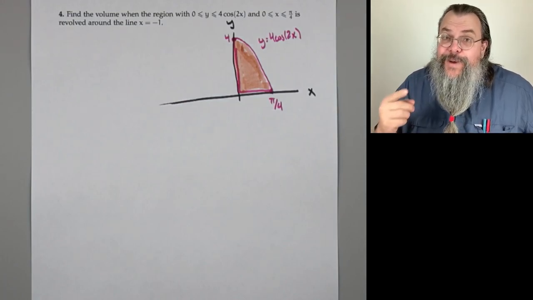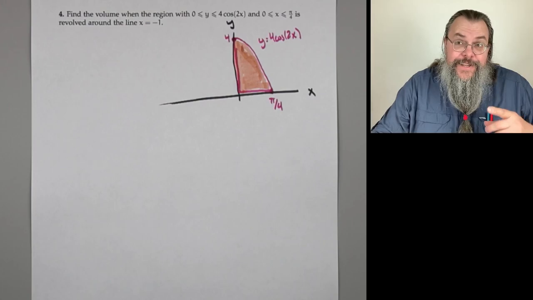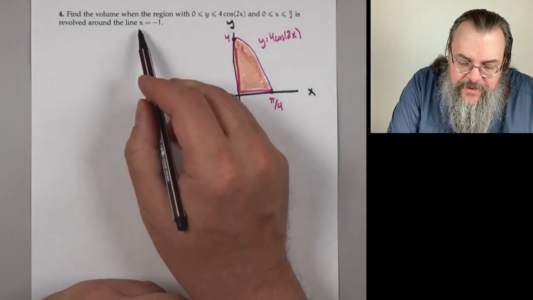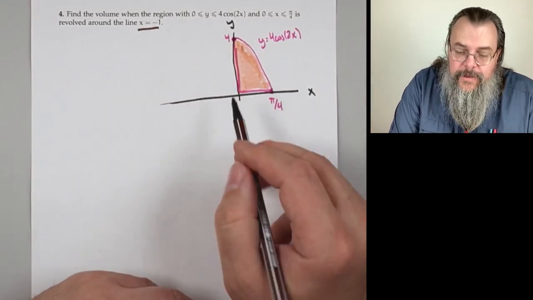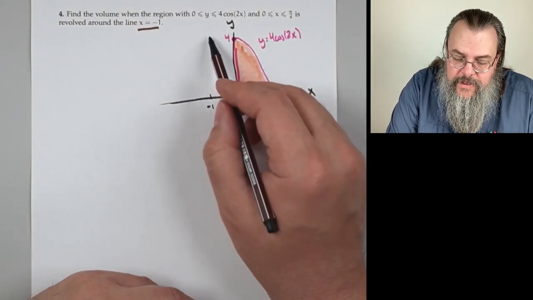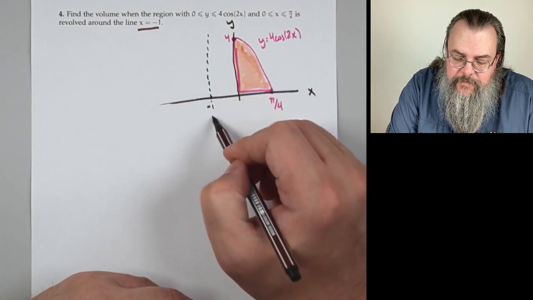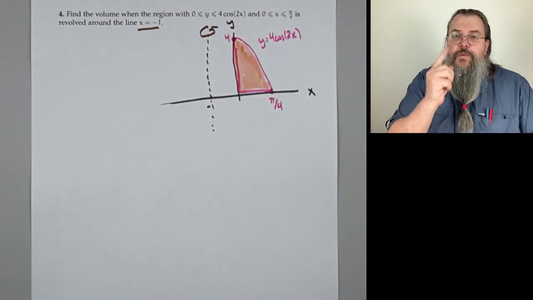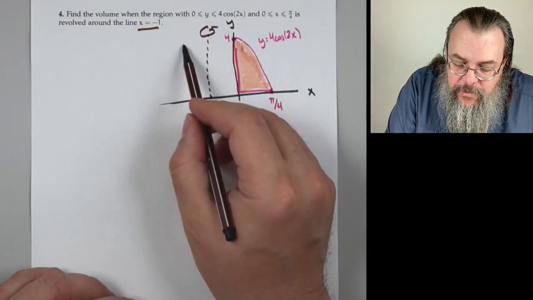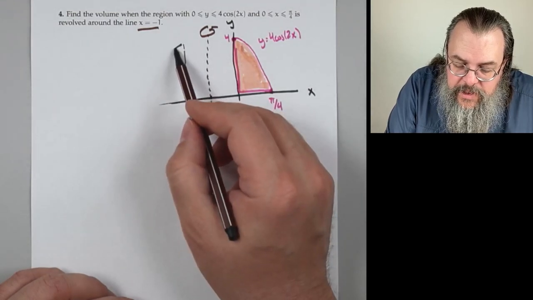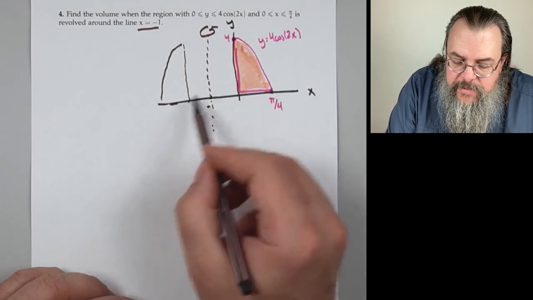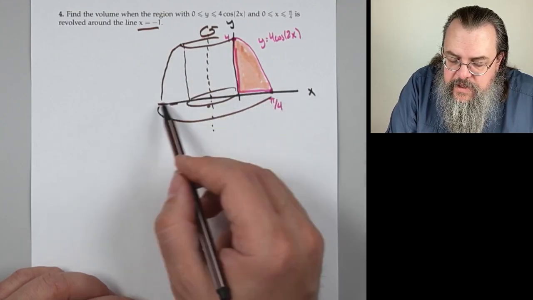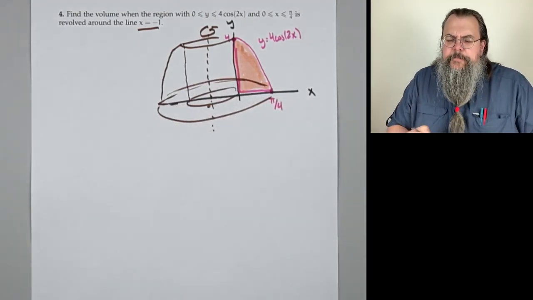Where are we spinning around? Because depending on the answer, we might do something dramatically different. We're spinning around the line x equals negative 1. So we come over to where x is negative 1, and this is our spin. When we spin, what do we see? Well, it's going to have sort of the mirror image, and we're just going to have all this lovely shape there.